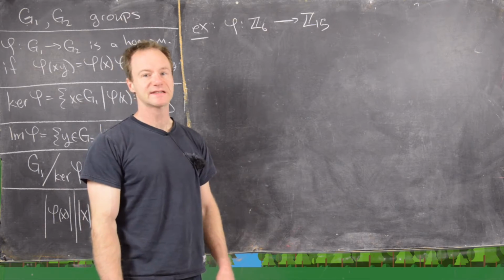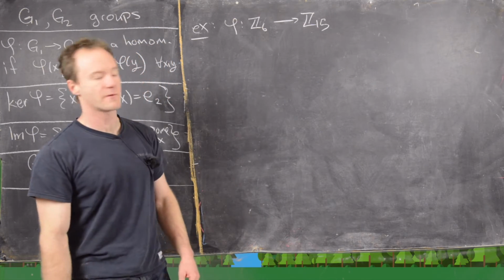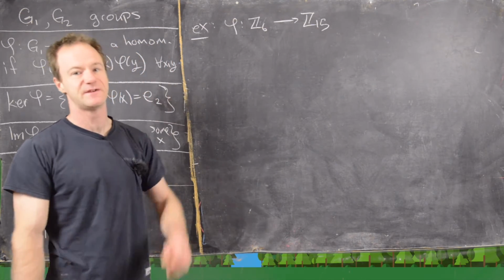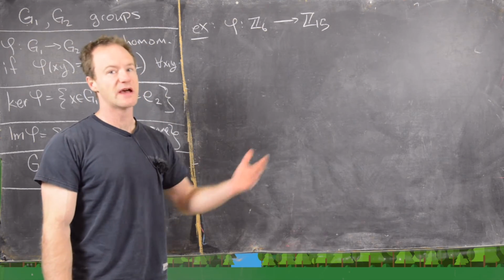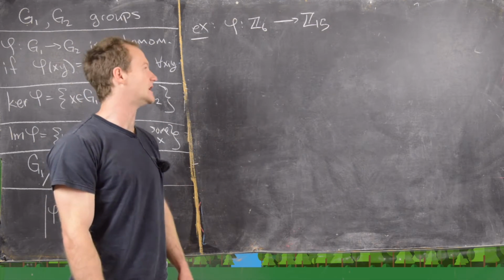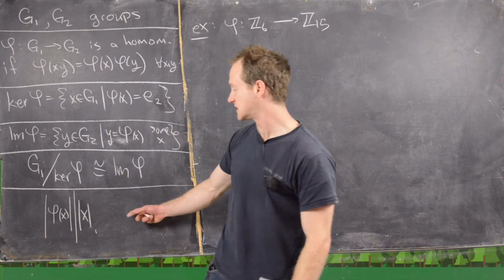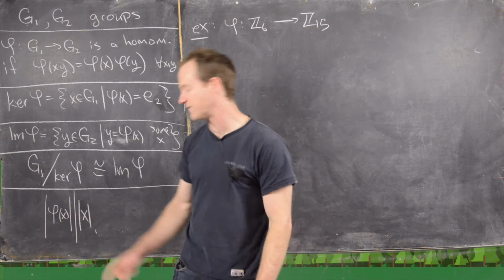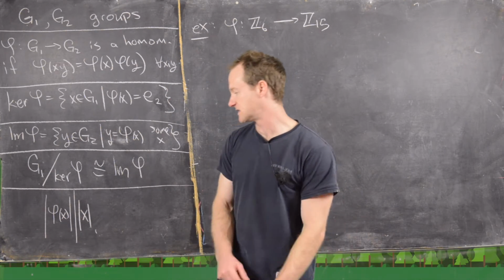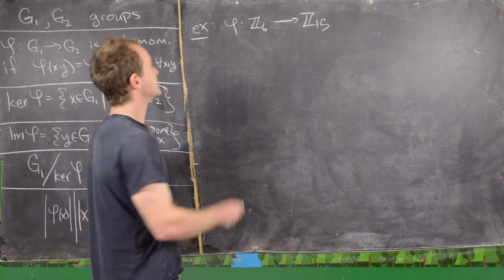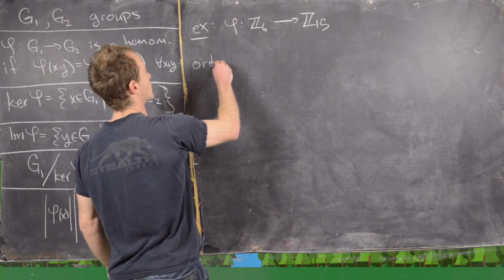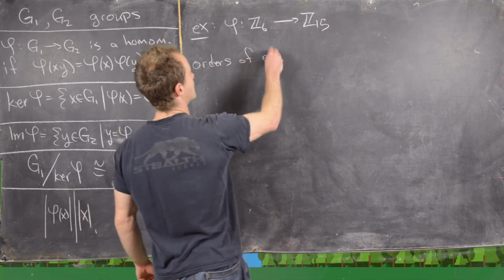Okay, so for our next example, we're going to look for a homomorphism from Z6 to Z15. So in this case, we have to figure out what the homomorphism should be in the first place, and we have to use this fact down here that the order of the image of an element must divide the order of the element.